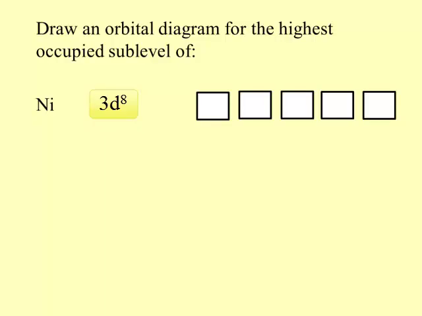The number of orbitals has nothing to do with the principal energy level. The number of orbitals is determined by the type of sublevel. S-type sublevel, 1 orbital. P-type sublevel, 3 orbitals. D-type, 5. F-type, 7.